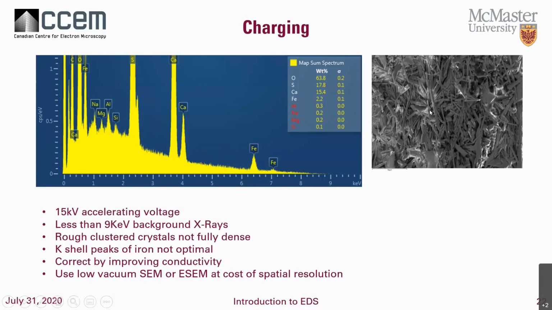So we may have to do something like crushing up the material into powder and pressing a pellet to get a better reading of the composition of the material. Here we might have to coat it some more. It already does have a carbon coating on it. We might have to improve the conductivity, maybe painting closer to the area of interest, or using low vacuum SEM, but at the cost of spatial resolution.